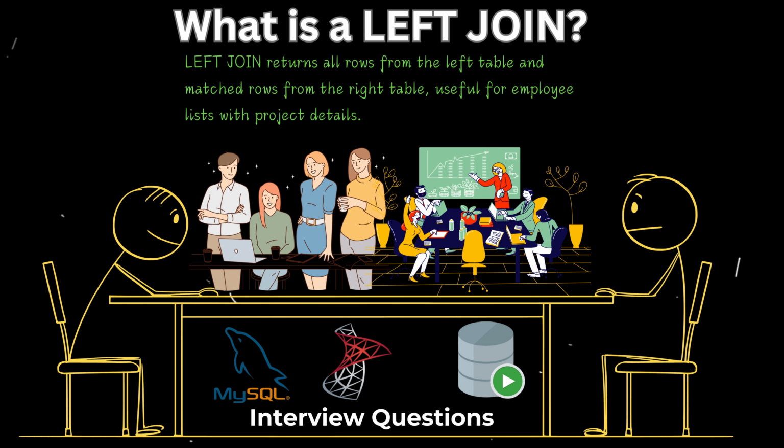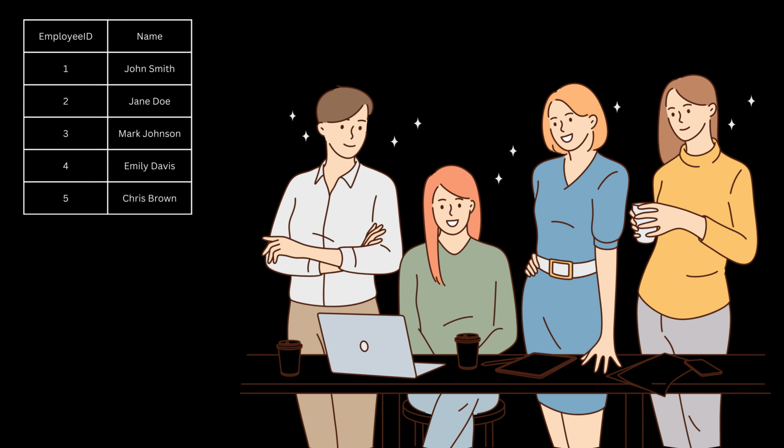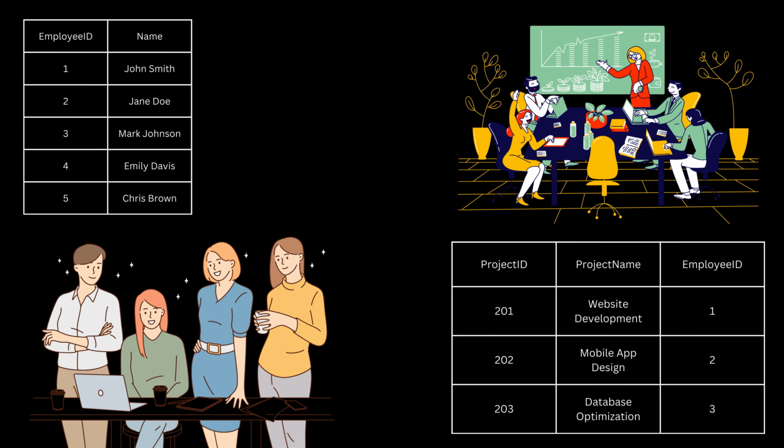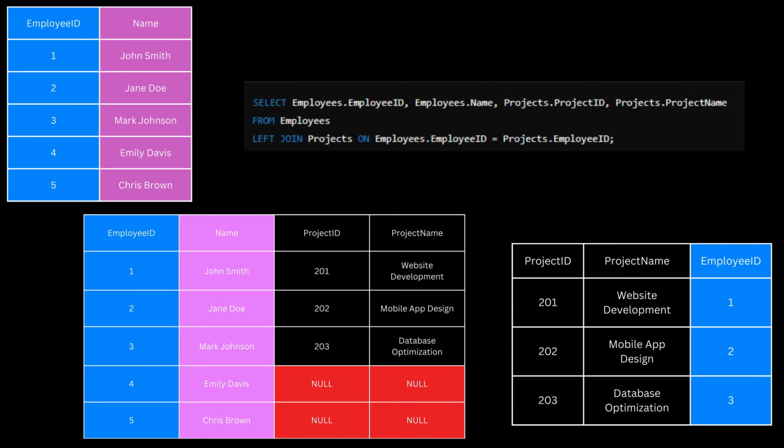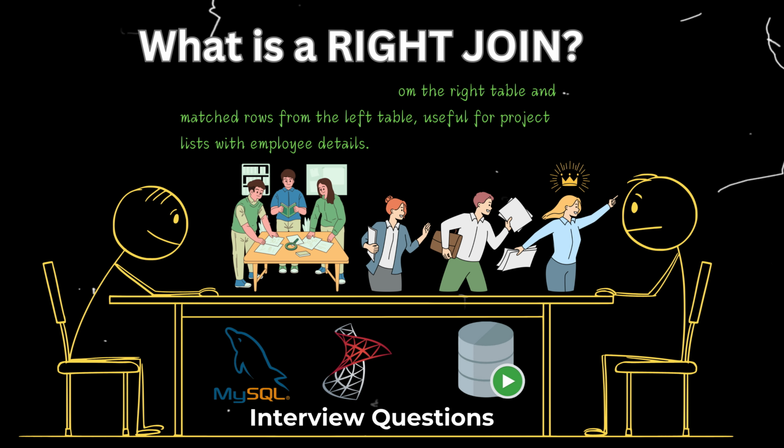What is a left join? Left join returns all rows from the left table and the matched rows from the right table. If no match, null values are returned for columns from the right table. If you have a list of all employees, left table, and a list of those currently working on a project, right table, a left join will show all employees, including those not currently assigned to any project, with null for project details.